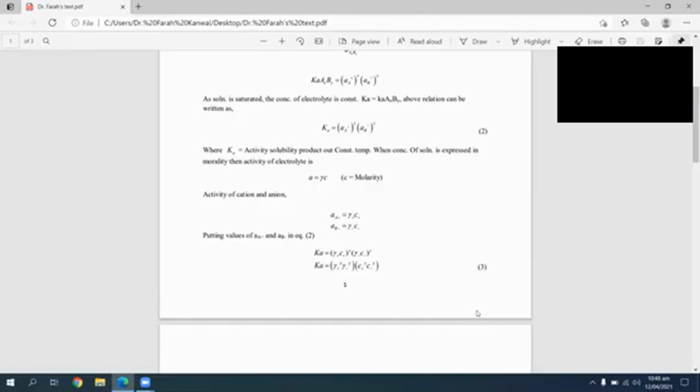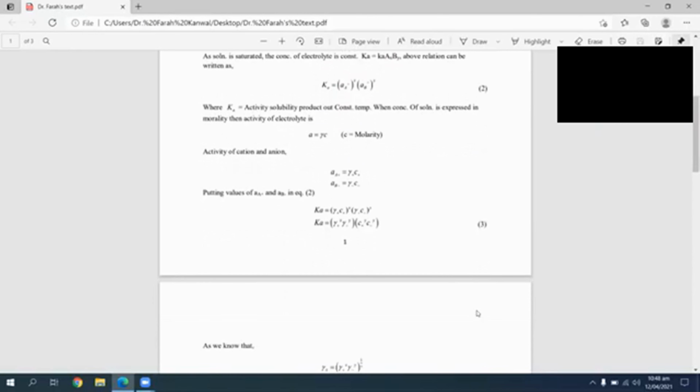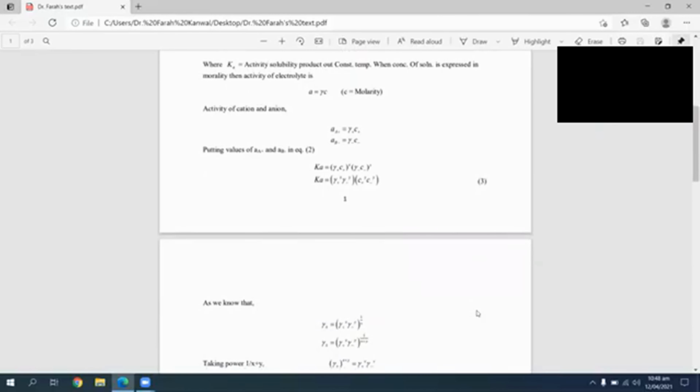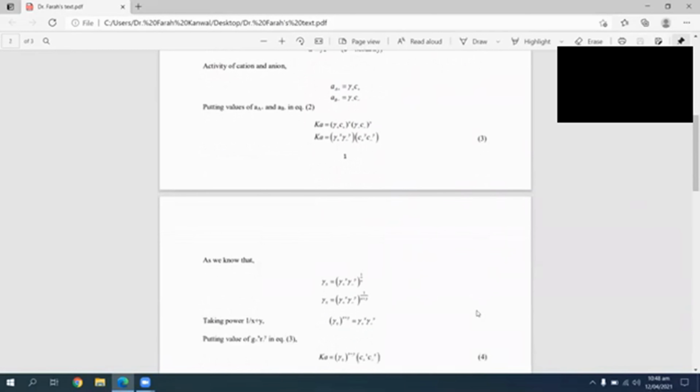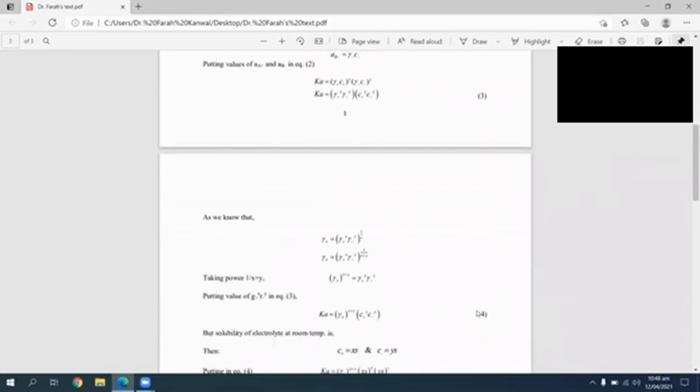Then further we will separate out the activity coefficient from the concentration. We are writing gamma positive and gamma negative raised to the powers x and y, then C positive and C negative raised to the powers x and y. Here is a little bit of a mistake, they have written y and y, this is a typing mistake. You can make it C positive to the x, C negative to the y. This is your equation 3. And again, we will move to the mean activity coefficient, gamma plus-minus, and this is equal to gamma positive raised to the power x, gamma negative raised to the power y, to the power 1 over v.